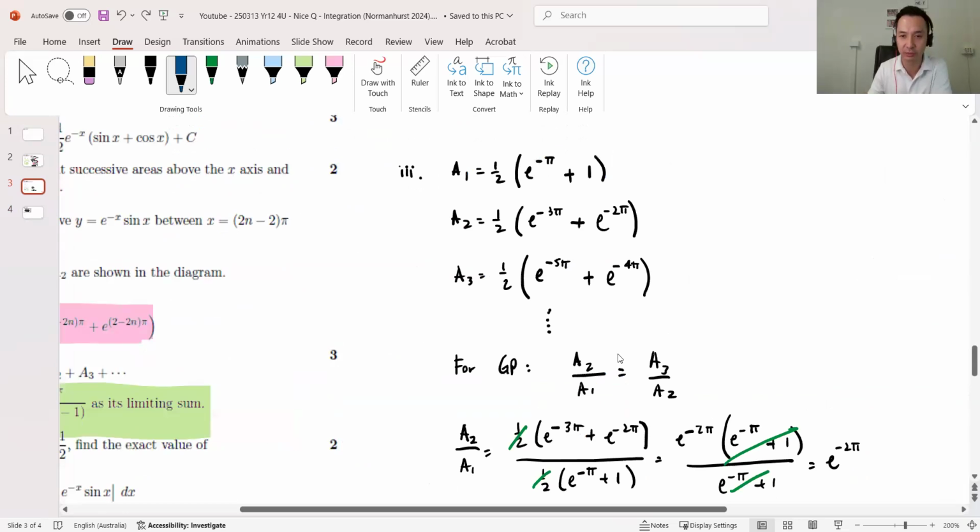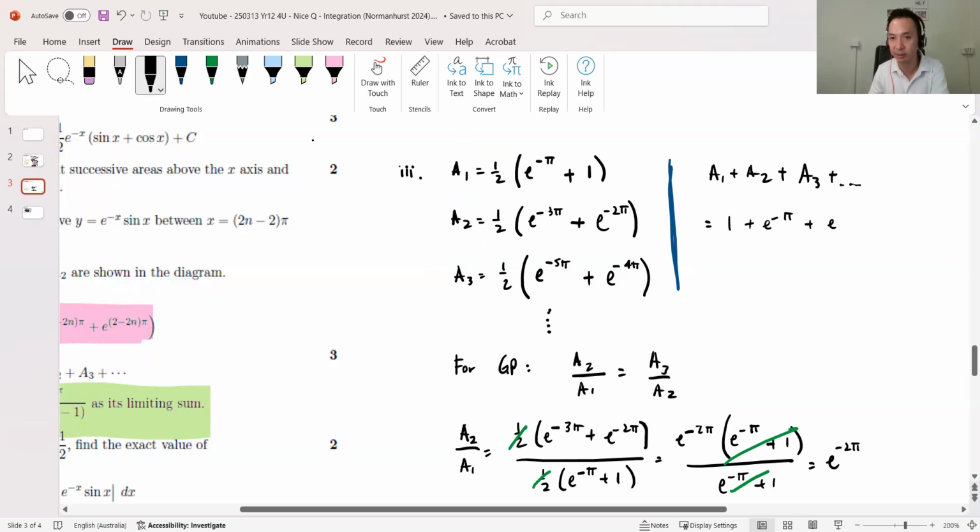Okay. So what the answers did is basically instead of calling this term 1, term 2, term 3, they said, okay, once that's A1, A2, A3, they go A1 plus A2 plus A3, dot, dot, dot, equals 1 plus e minus pi plus e minus 2 pi plus e minus 3 pi, etc., which is a GP where a is 1, r is e minus pi, and n is, well, don't need n, right? Just need those two, right?